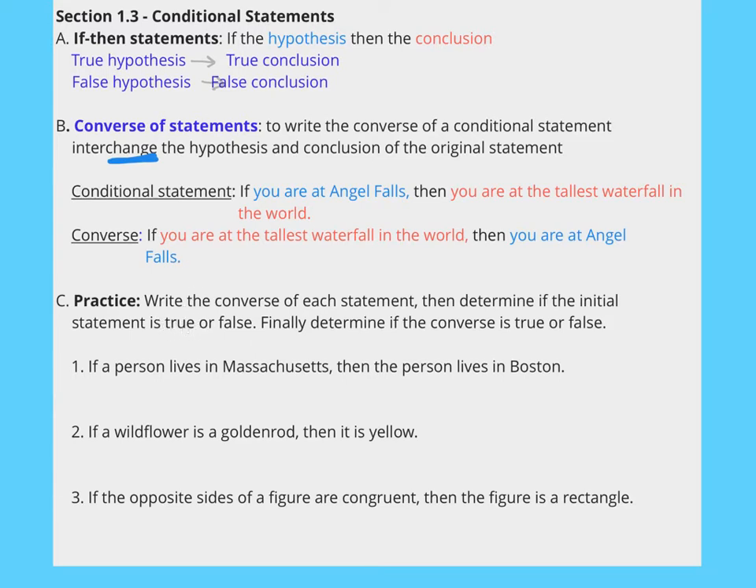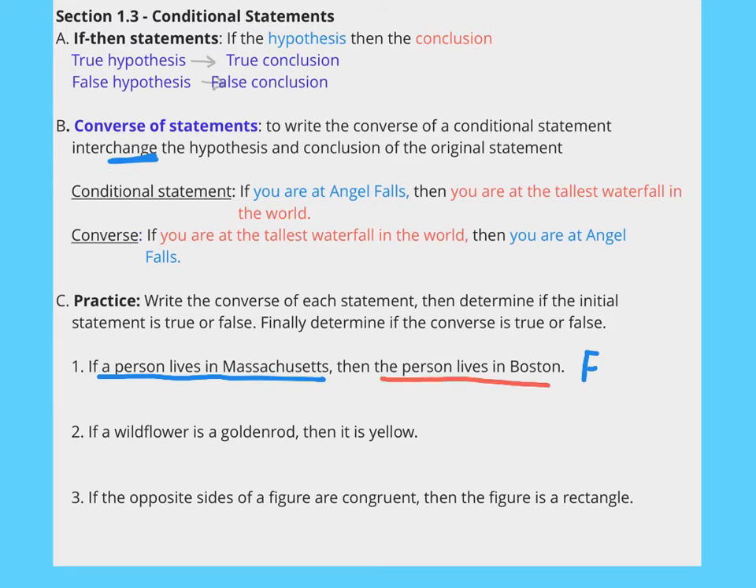We want to practice writing the converse of each statement, and then we want to decide if the initial statement is true, if the converse is true. So in number 1, if a person lives in Massachusetts, then the person lives in Boston. Is that statement true? No. I have a relative that lives in Concord, and they live in Massachusetts. So just because they live in Massachusetts doesn't mean that they're going to live in Boston. I can see that the hypothesis is a person lives in Massachusetts, and the conclusion is the person lives in Boston.